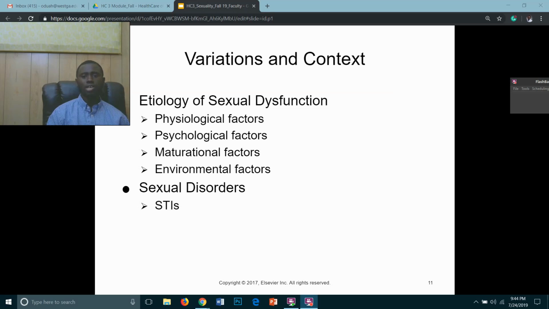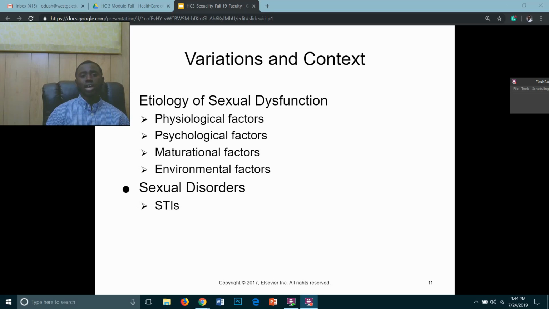There are also alterations in body image and self-image, role confusion, and personal conflicts. For example, and this is just an example, somebody may identify as transgender or gay or lesbian, but because their religion frowns on it, that will cause them anxiety and will not allow them to express their sexuality, and this can also lead to sexual impairment.